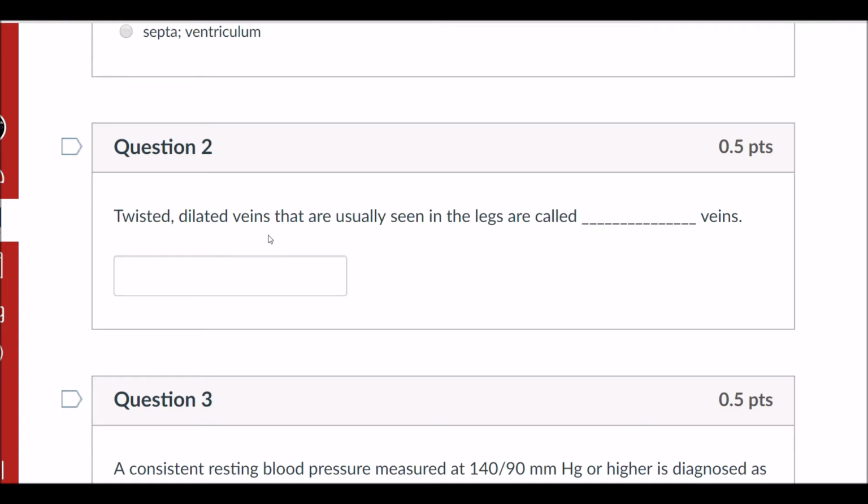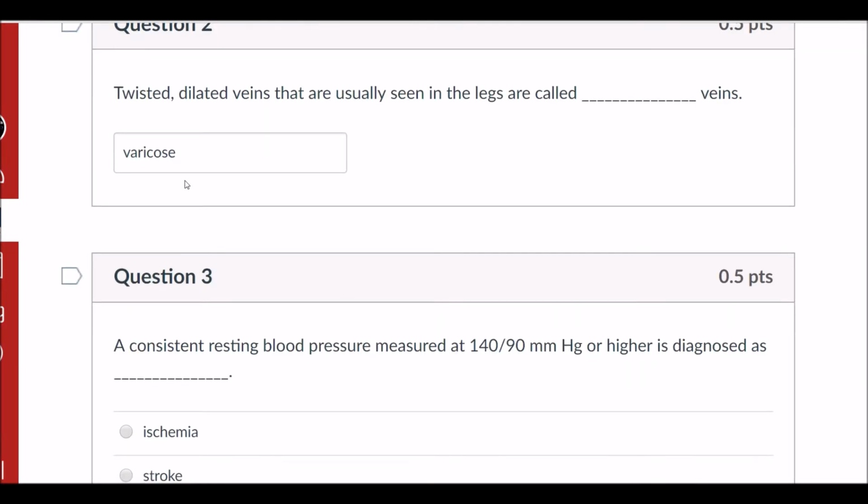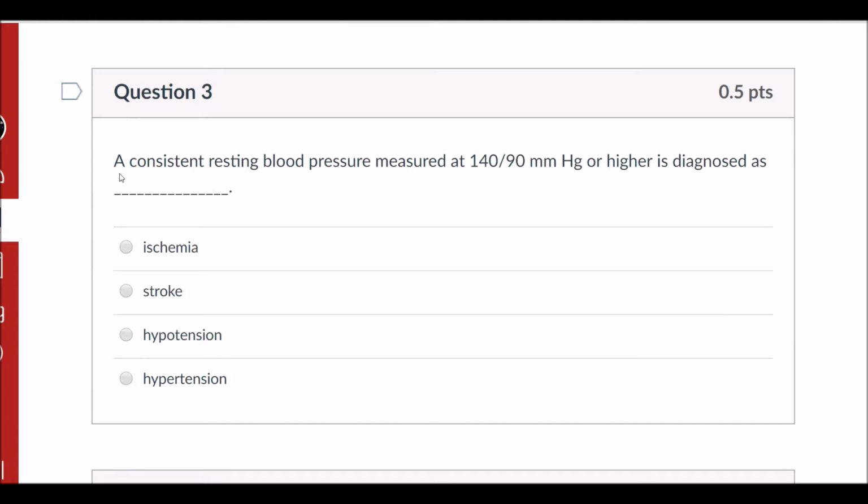Twisted, dilated veins that are usually seen in the legs are called? How do you spell that? Everyone agrees that's how you spell it? How can you check? Dr. Google will help you. So if in doubt, you have resources. These are not quizzes. They're just electronic worksheets. So if they occur in the anal area, what are they called? Hemorrhoids. Very good.